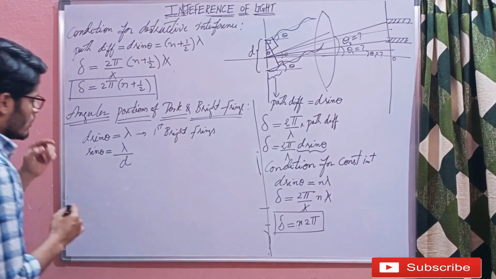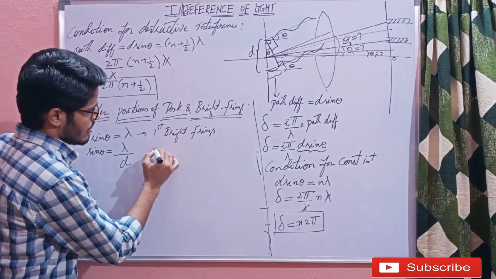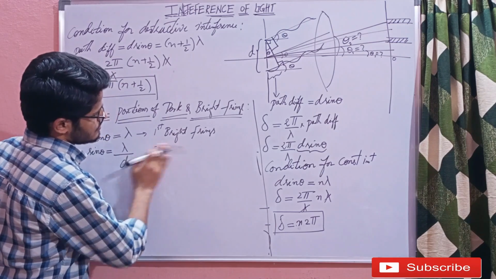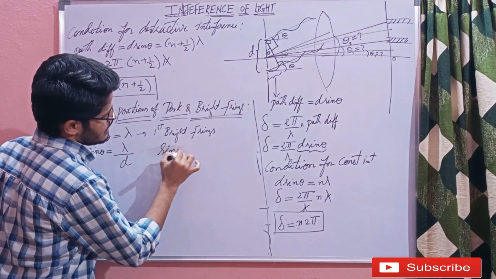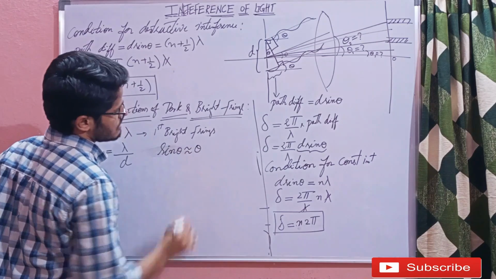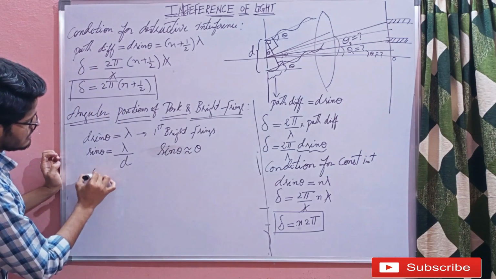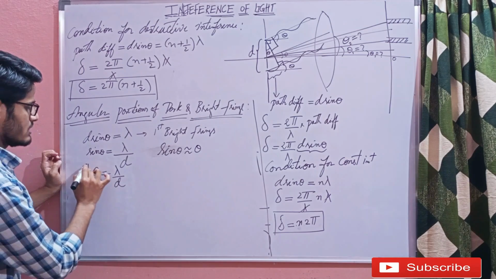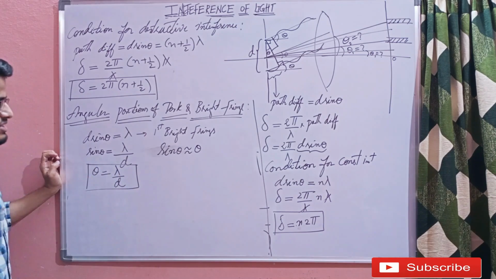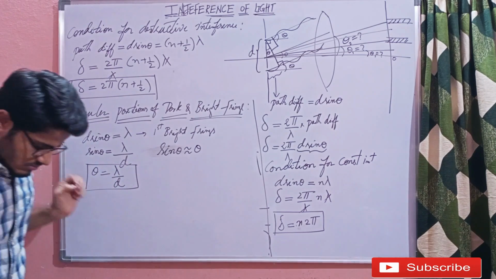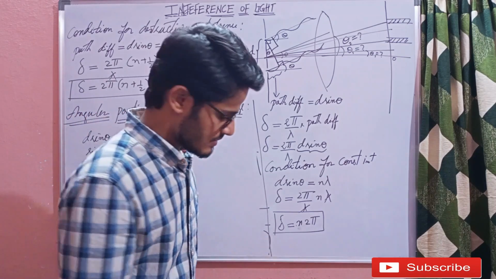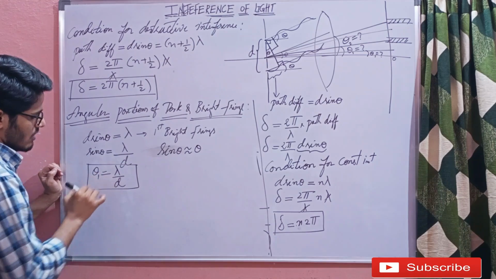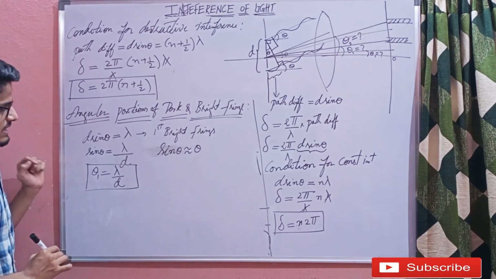And we know that when theta is small, sine theta can be approximated to theta. So theta is equal to lambda by d. So this is the angular position for the first bright fringe. Because it is for the first, I'll write it as theta 1.